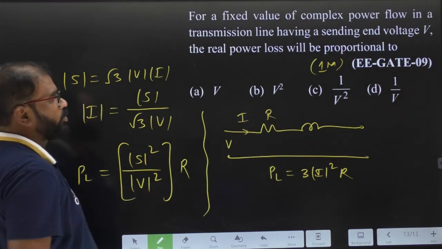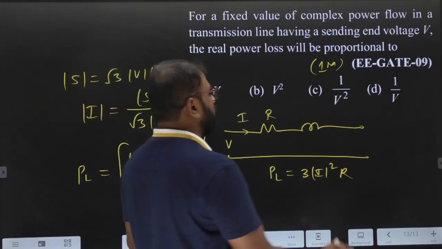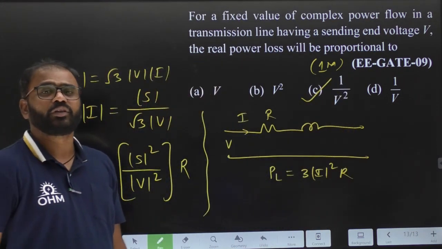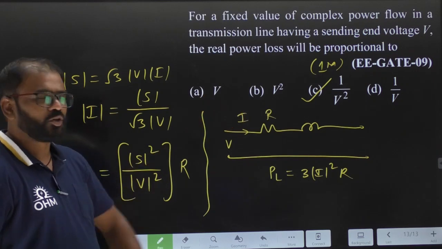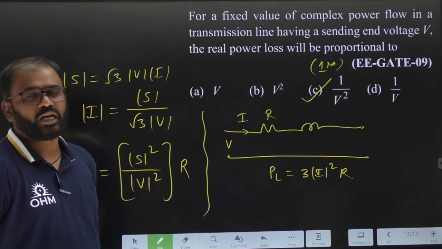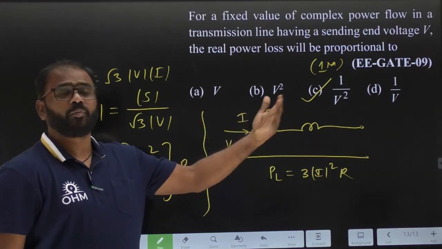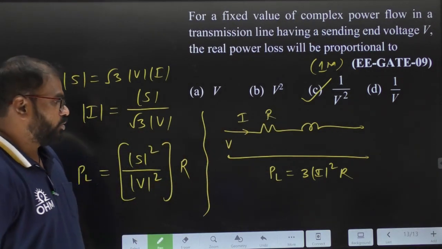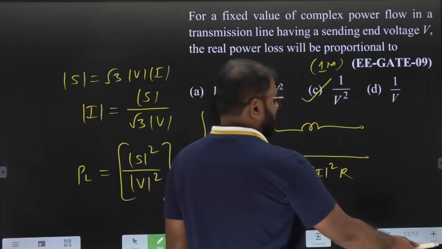So it is inversely proportional to the magnitude of the voltage square. So the answer is C. Not directly proportional, inversely proportional. Otherwise directly proportional to 1 by V square, otherwise directly proportional to V power minus 2. In that way also options are given. Clear? So be careful. So that's it. We'll move to the next question.